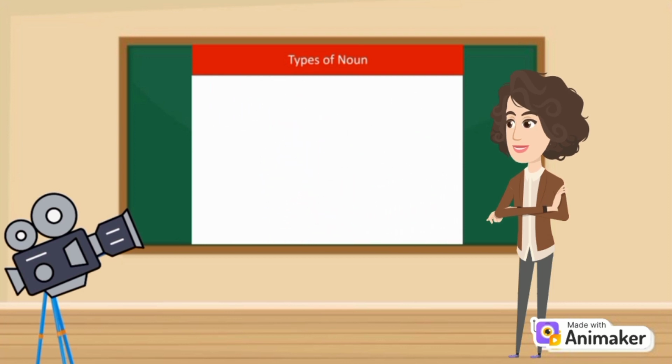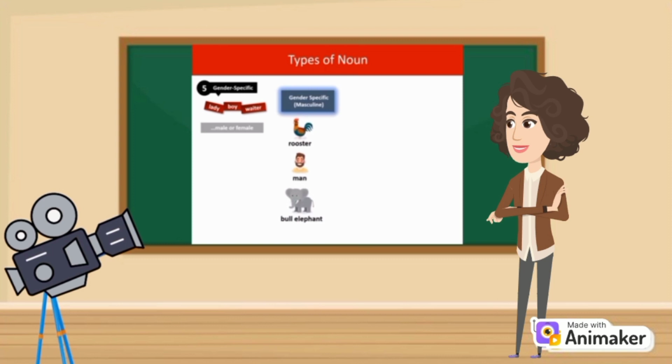Next, gender-specific nouns. Example, lady, boy, waiter. These are nouns that are specifically male or female. So let's look at some masculine ones, some male ones. A rooster, it's always a he. A man, always a he. Bull, elephant, always a he. Let's look at some feminine ones. Hen, women, tigress.